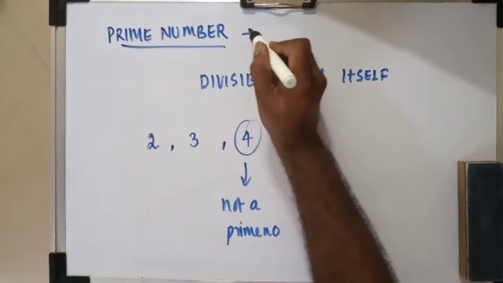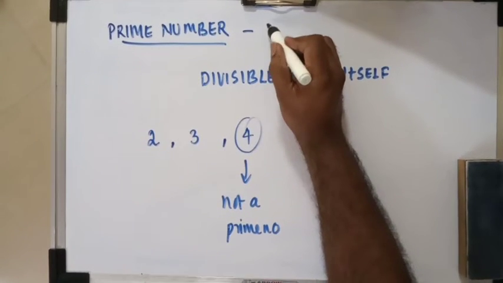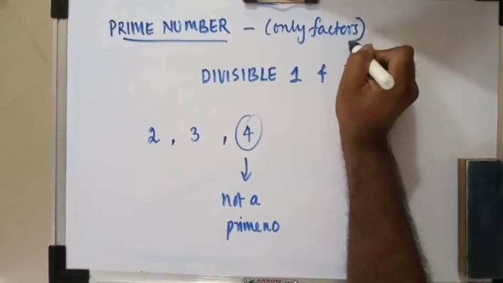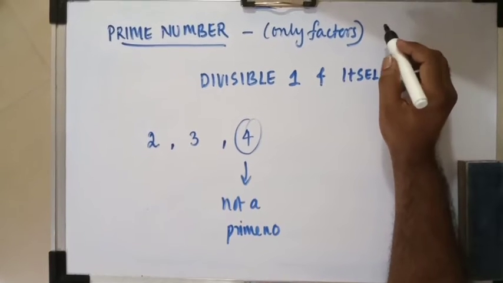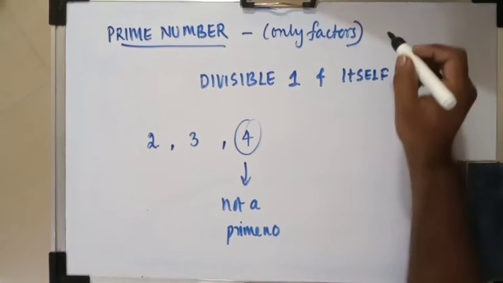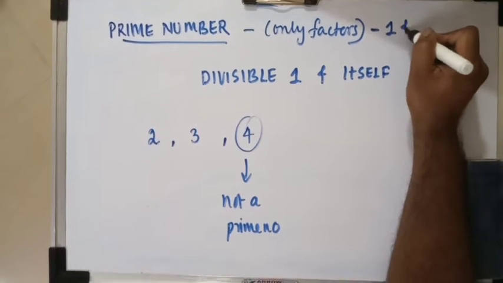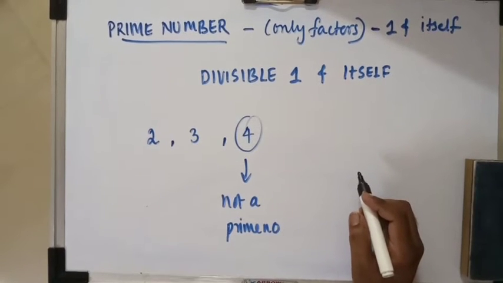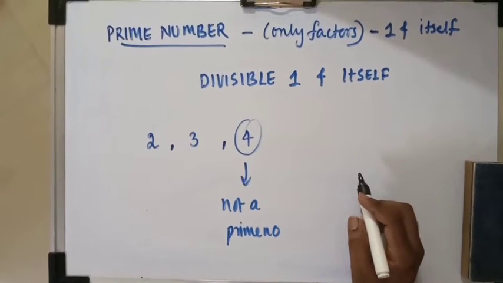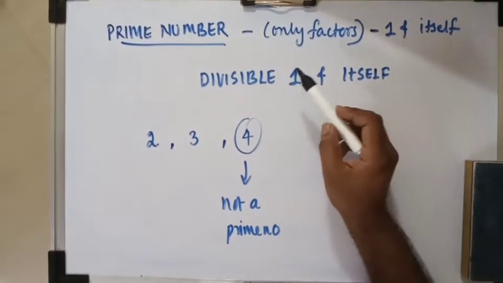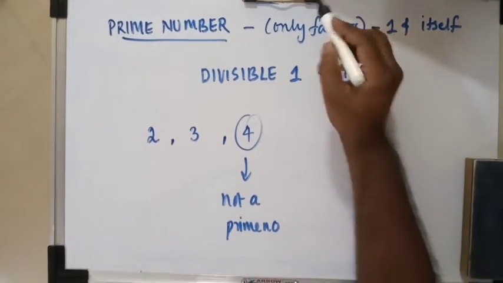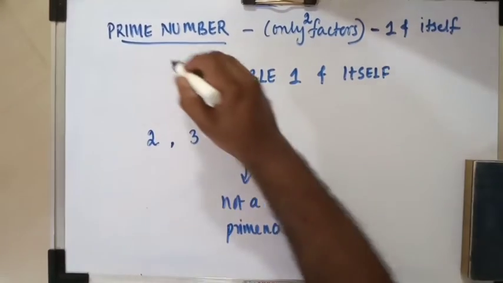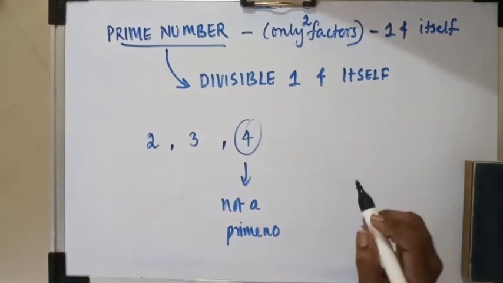So what is a prime number? You can say a prime number has only 2 factors. If it has only 2 factors, it is a prime number. Those factors should be 1 and itself. And if it has more than these 2 factors, then it is not a prime number. Getting, children? So what is a prime number? The number which has only 2 factors, and those 2 factors should be 1 and itself. Or you can define it as the number which is divisible by 1 and itself.